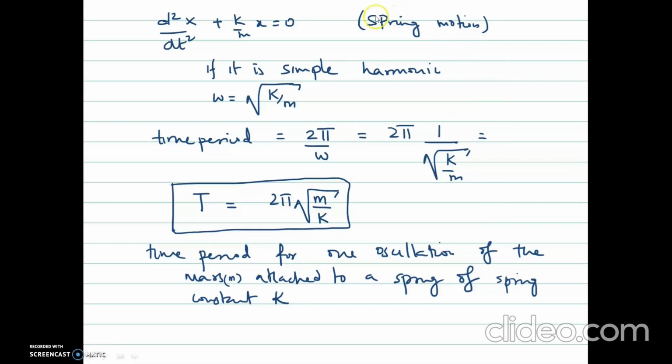So the equation for spring motion is d square x by dt square plus k by m times x equals 0. Remember again, if it is simple harmonic, that condition will only be satisfied when this frequency omega is the square root of k by m. From here we can find the time period of this oscillation. The time period will be 2 pi by omega, and if you solve that, you will get 2 pi square root of m over k. This time period is the time required for one complete oscillation of the mass m that was attached to the spring, which had a spring constant k.